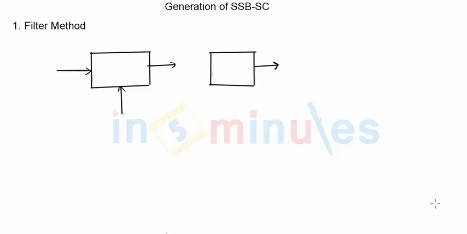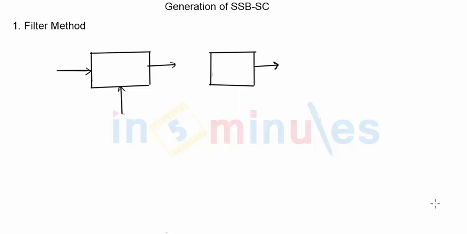Let me quickly remind you that to generate double sideband suppressed carrier signal, we had used circuits like balance modulator. The second circuit was double balanced ring modulator, and the third circuit was switching modulator. All these circuits will give us output in the form of only the two sidebands. The carrier will not come at the output side.